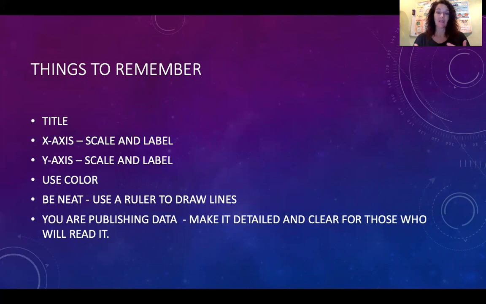You're sciencey. You're making a math and science thing. You want it to be precise, and you want people to think you did a good job on it. And if it's messy, even if your information is correct, people aren't going to take you seriously. So make sure you're doing a good job on that. This is data that you've collected or that you've found, and you're publishing that for people to view and to make it easy to read. So make it detailed, make it clear, make it concise, make it neat. I hope you've learned something.